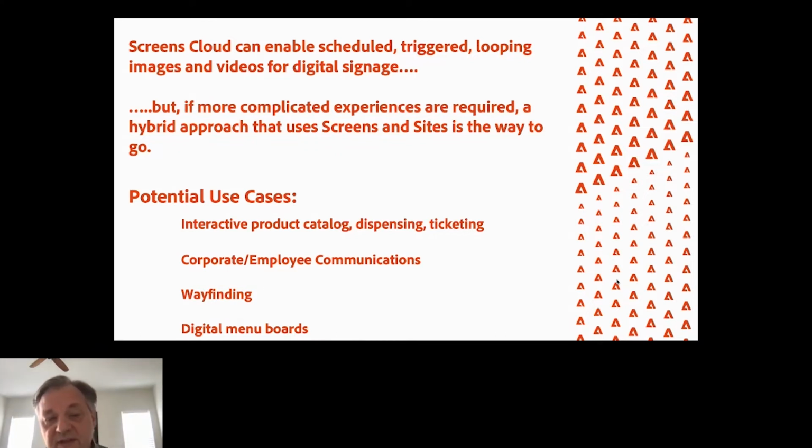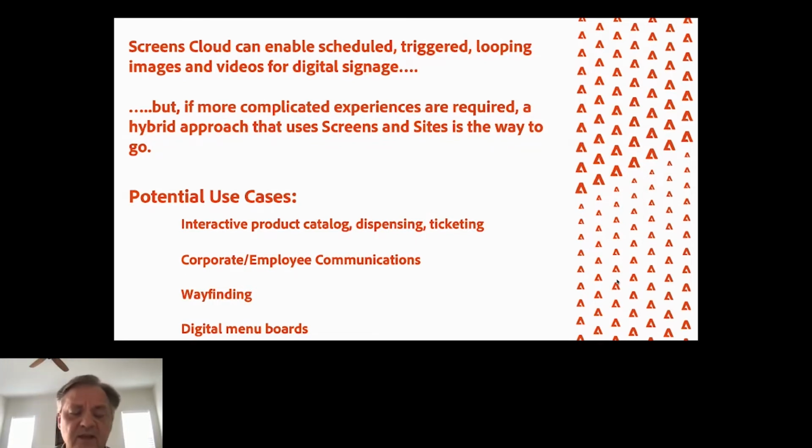Some of the potential use cases that we see that involve sites or web content are interactive product catalogs, dispensing or ticketing kiosks that use a lot of touch interface and are typically delivered on a wide variety of device types, from tablets all the way up to large screen displays with touch interfaces on them. Additionally, other use cases that could potentially use sites content are corporate or employee communication experiences where a variety of different types of information is being put on the screen at the same time.